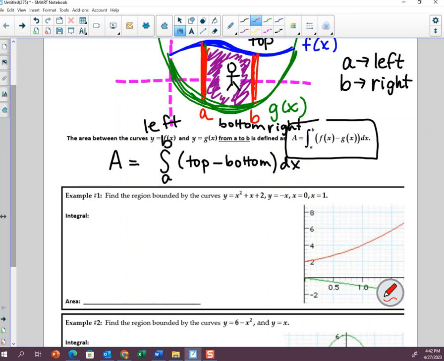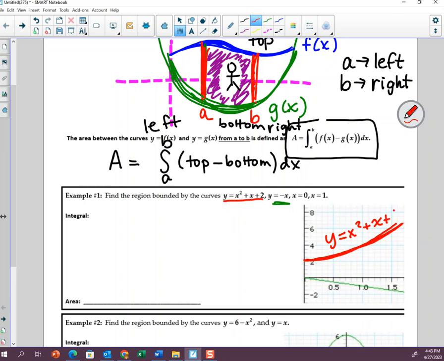So in problem 1, I have a graph already for you. One of your curves is x squared plus x plus 2. The other one is y equals negative x. Now, we could graph these on our calculator to verify. I'm hoping what you would know is that something that's x squared plus x plus 2, the x squared would make it curvy, where y equals negative x is just a nice negative slope line going through the origin. So we have a top and a bottom.